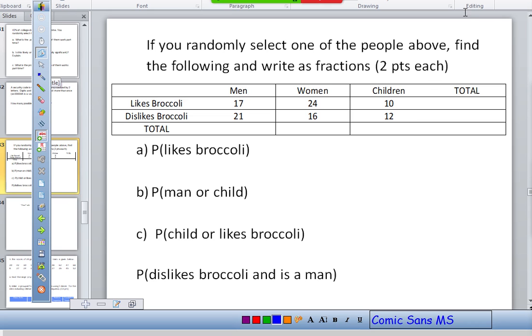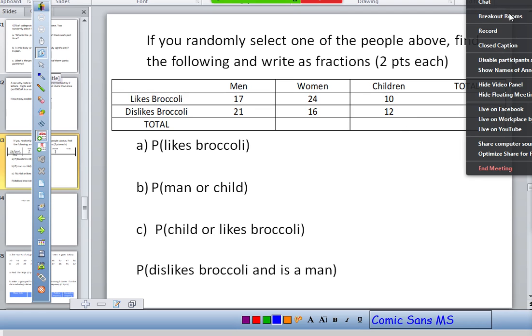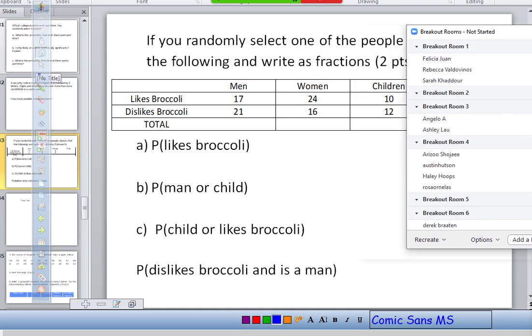Go ahead and do this problem too. I'm going to open your breakout rooms, do both of those 2 problems. I'll give you guys 5 minutes for those 2. That should be enough.